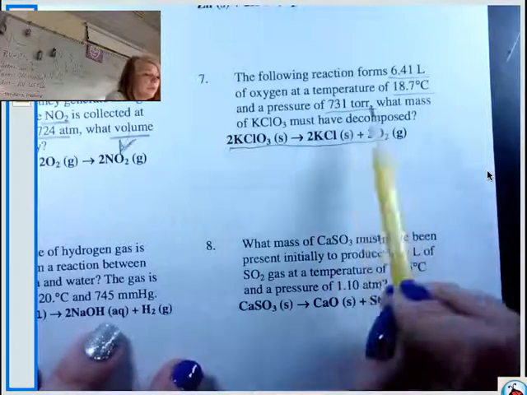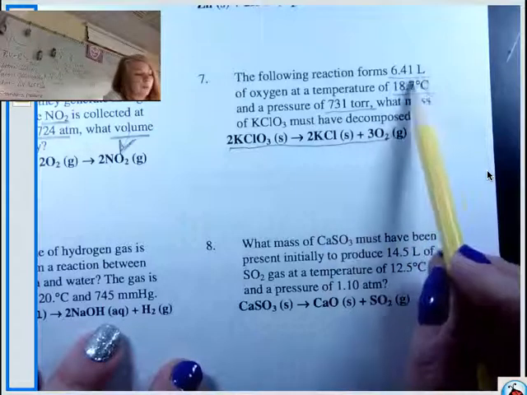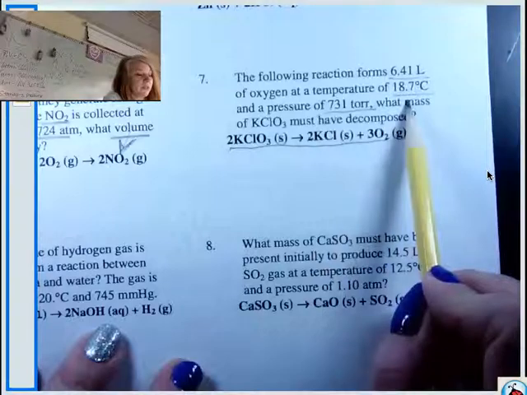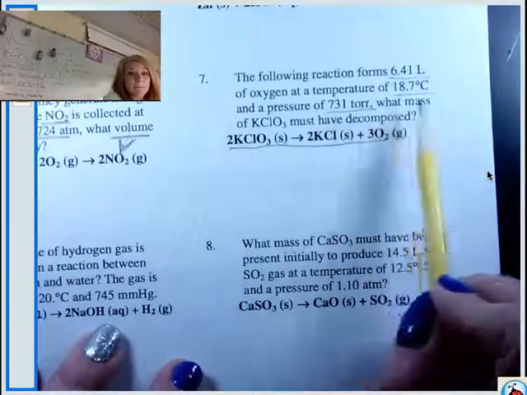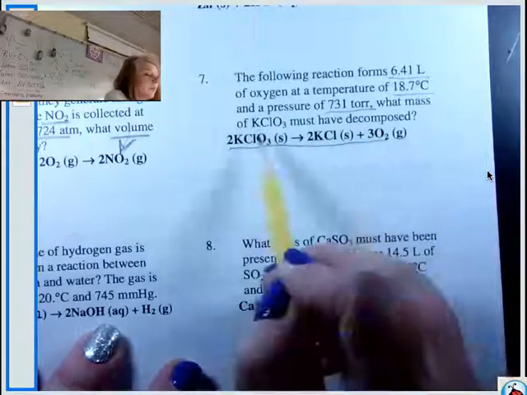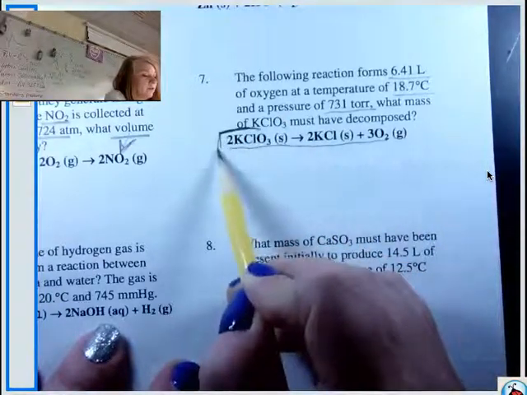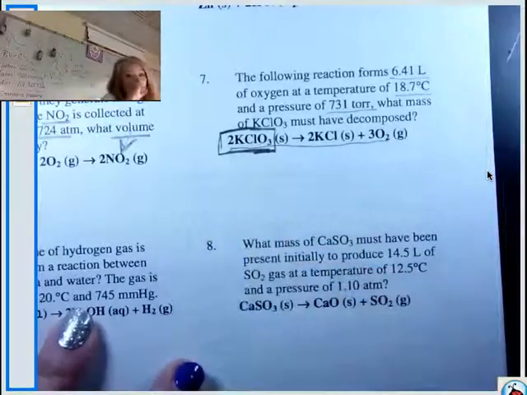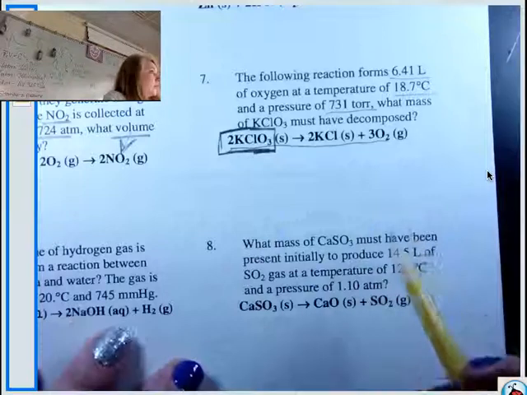Okay, so the following reaction forms 6.41 liters of oxygen at a temperature of 18.7 degrees Celsius and 731 torr. What mass of KClO3 must have decomposed? Now, as I'm working problems, even though I've been doing this for a long, long time, I still break down and analyze my problem. So I look at the things that I'm actually going to be measuring.